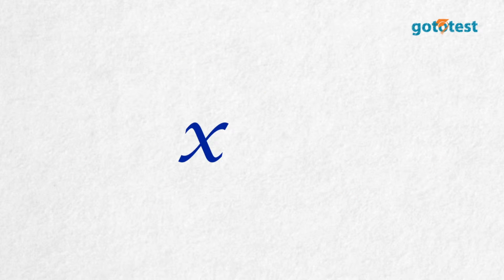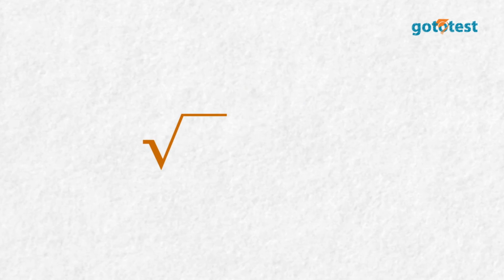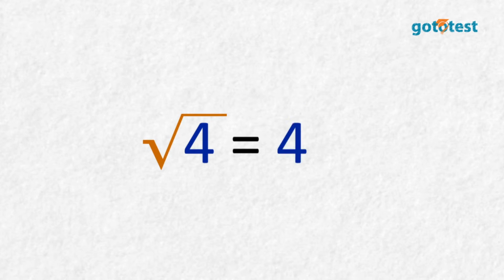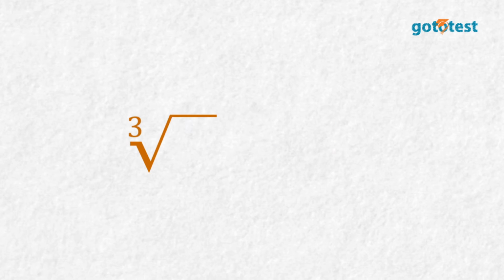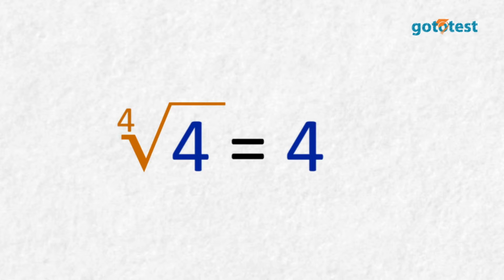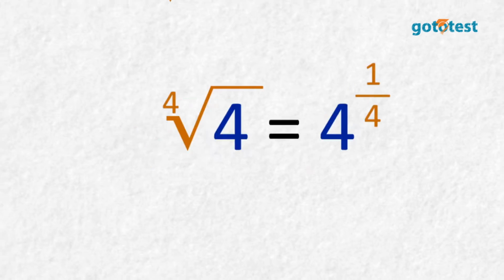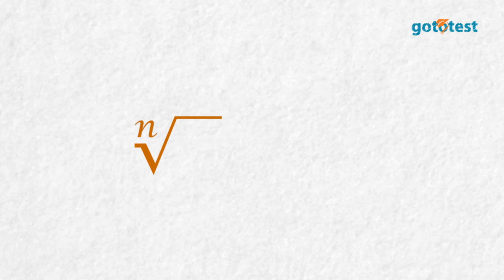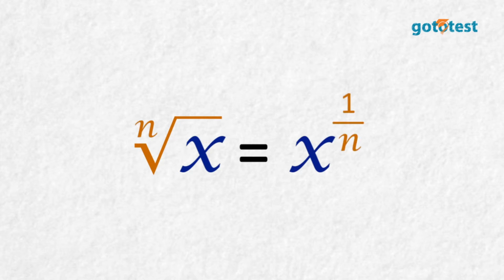Now let us understand how a number is written when the exponent is a fraction. Square root of 4 can be written as 4 to the power half, or 1 over 2. Cube root of 4 can be written as 4 to the power 1 over 3. Fourth root of 4 can be written as 4 to the power 1/4, and so on. Therefore, the nth root of any number x can be written as x to the power 1 over n, where x is the base and 1 over n is the exponent.